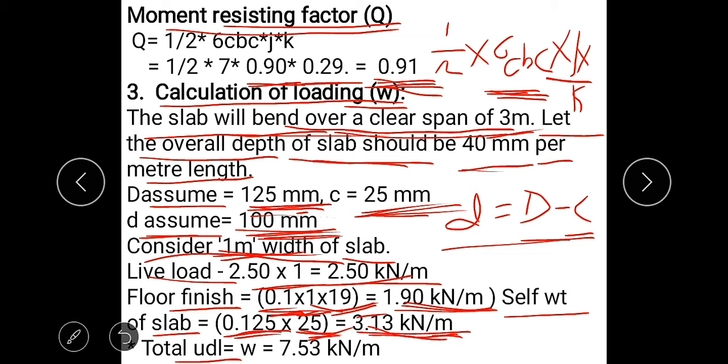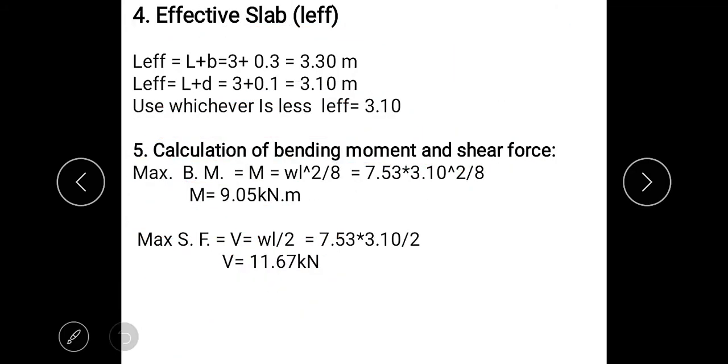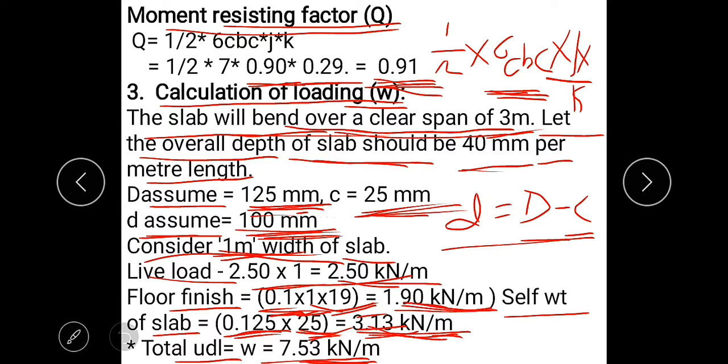Total unit weight means live load 2.50 plus floor finish, that is 1.90, and the self weight of slab 3.13. So total is 7.53 kilonewton per meter. 3.13 plus 1.90 plus 2.50, total unit load is 7.53 kilonewton per meter. In third step we calculate the loading W. W is 7.53 kilonewton per meter.